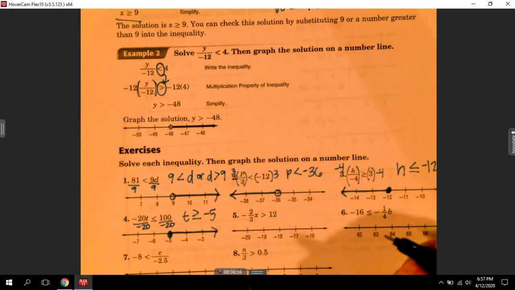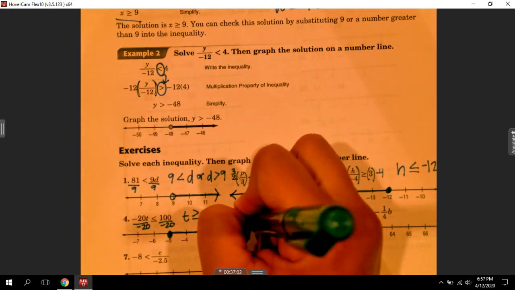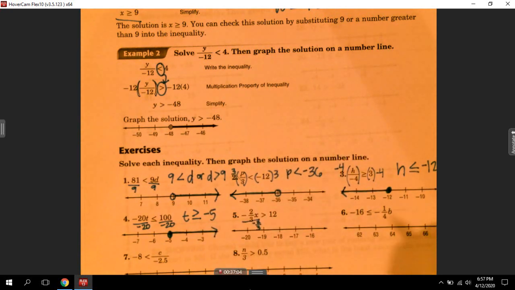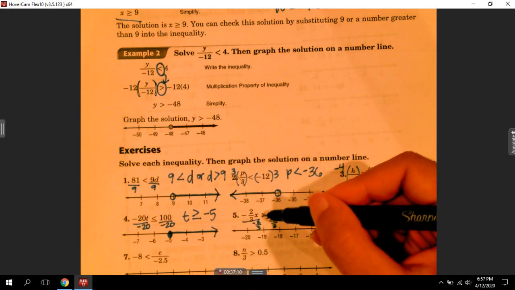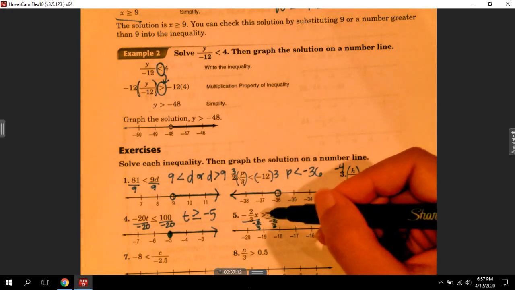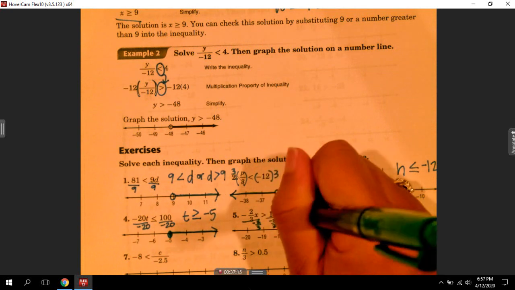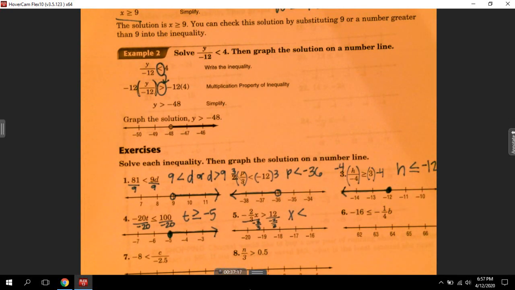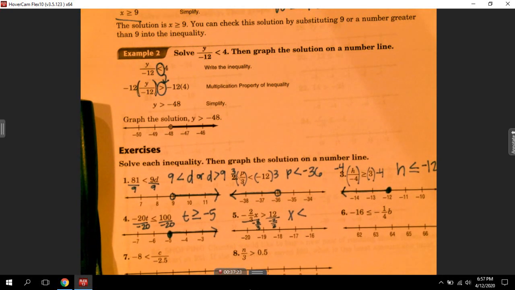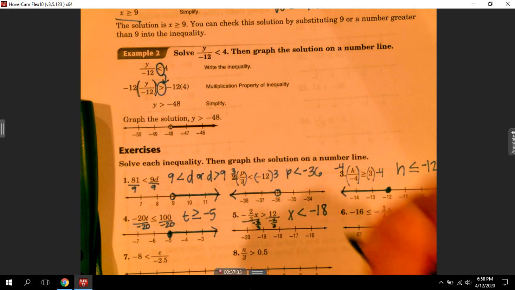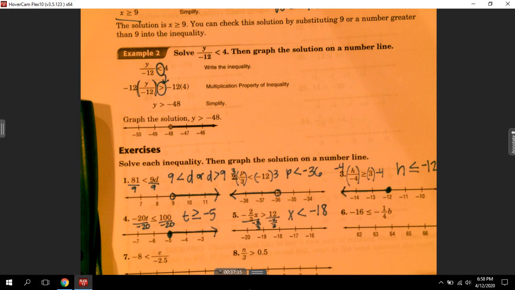I would divide by the number there. So I'm dividing by negative 2/3. Because it's a negative number I'm dividing by, this is now going to switch to a less than symbol. You have x is less than 12 divided by negative 2/3, which is negative 18. So x is less than negative 18.